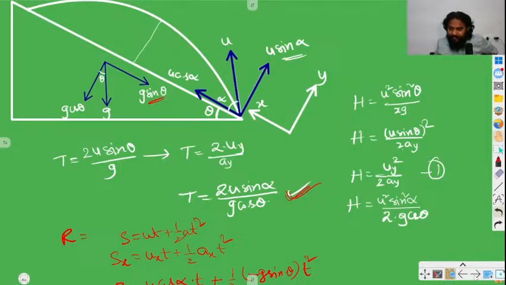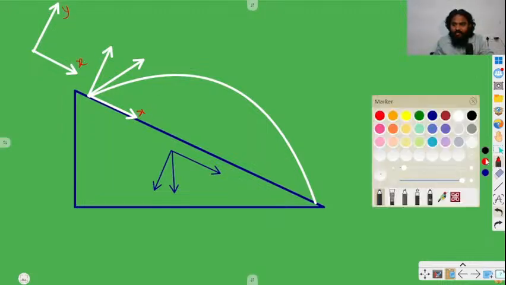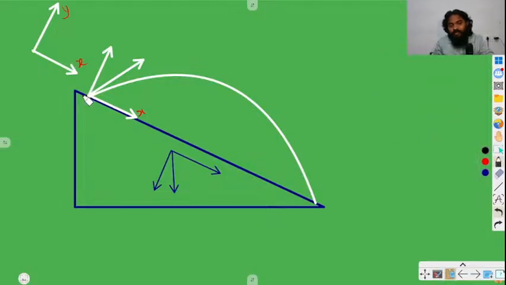Next, coming to the next, this time what we are doing is, we are projecting downwards, right? Let me take this as the x-axis and this as the y-axis. So now here we are projecting from the top of the inclination down. Here this is making angle theta, then g is always vertically downwards. Then this is also theta, and this is g cos theta, and this is g sin theta.